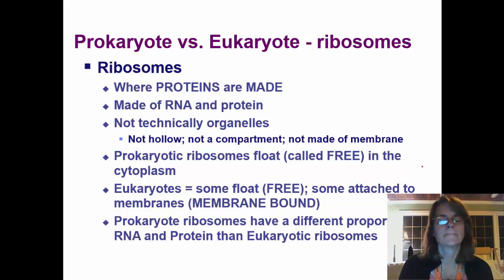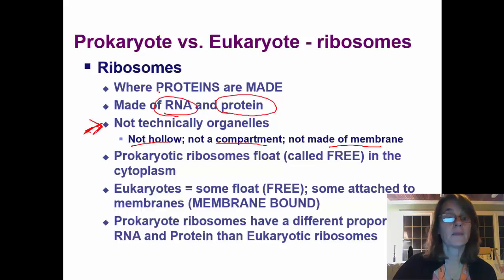Ribosomes. Basically, these are the only organelles that prokaryotes and eukaryotes have in common. But if you look at this third bullet, they're really not organelles because they're not hollow, they're not a compartment, they're not made of membrane. They are little blobs of protein and RNA.